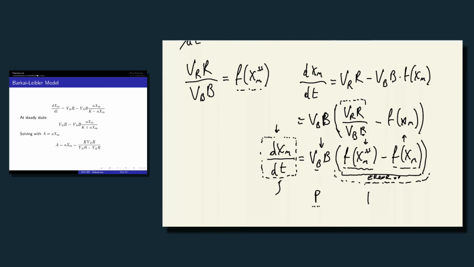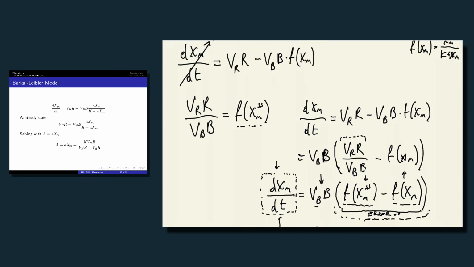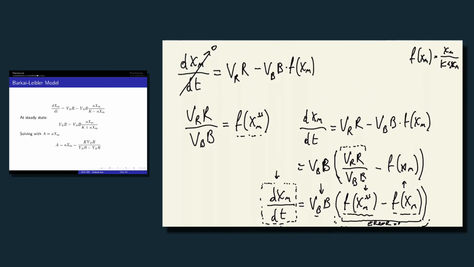So now, what's different between our system in Barkai-Leibler versus fine-tuned? We'll look at that, but before that, I have something to say about the form of this function xm. Now xm, let me delete this part. We don't need that anymore.